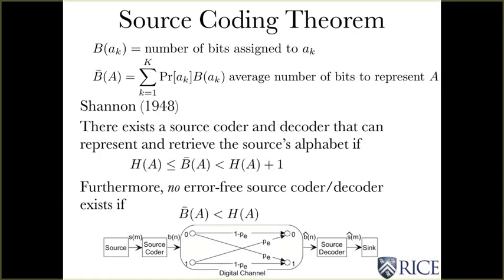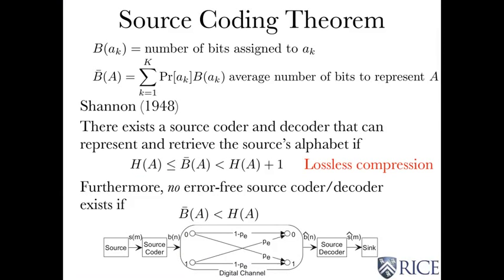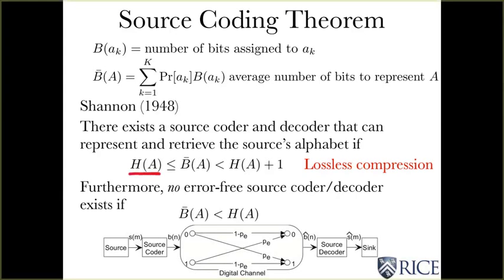Furthermore, if you try to use fewer bits than the entropy, you cannot recover what the original letters were. There's going to be an error. So this lower limit of the entropy is a hard limit for what's called lossless compression. So I'll show you some compression things in a second. But what this means is if I use this number of bits to represent my source, the entropy number, and I can find that code, then I can retrieve my original letters with no problem. And that's a lossless compression.